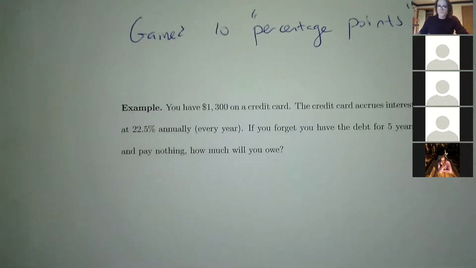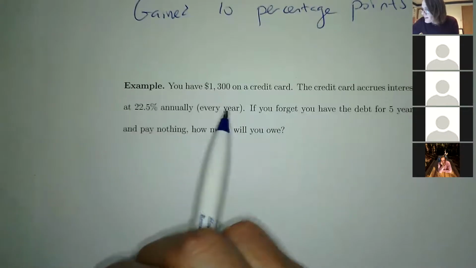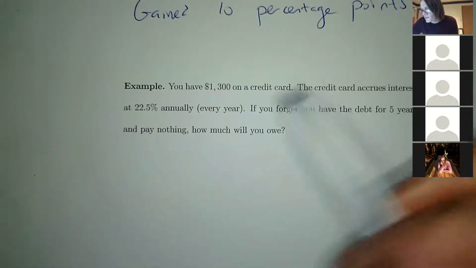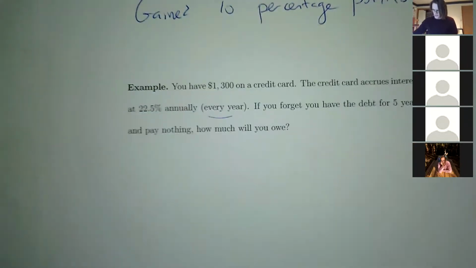All right, so this one is a little funky and it skirts close to that exponential stuff we did. But you have $1,300 on a credit card. The credit card accrues interest at 22.5% annually every year. If you forget you have debt, I don't know how that happens, for 5 years and pay nothing, again, I don't know how that happens, you just ignore the bills coming in. I guess if you don't have the money, that's fine. How much will you owe?